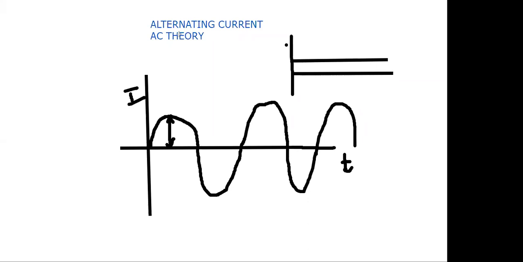Now the waveform is normally generated by a coil rotating with a constant angular velocity. When we say angular velocity, it is the rate of change of angular displacement with respect to time. That is basically what we are talking about, the angular velocity.